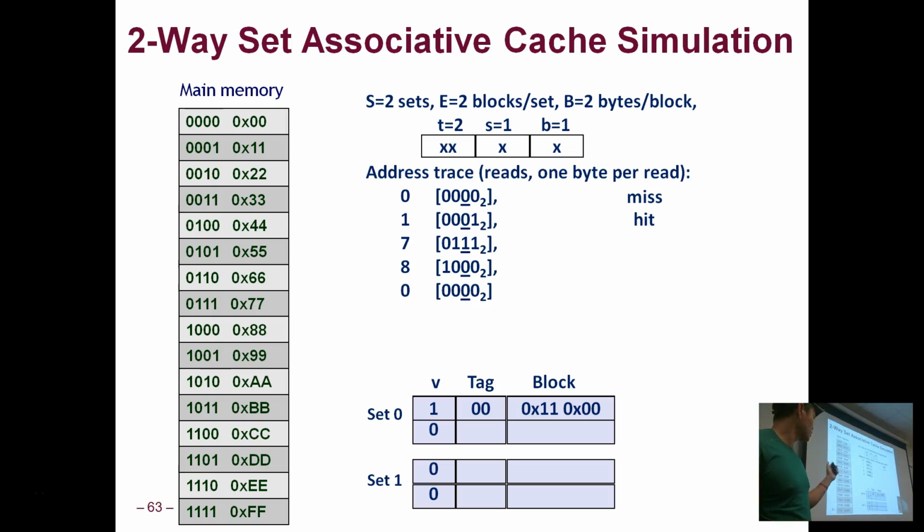0111 will go to set number 1. We'll set the tag to 01, and we'll bring in the block, the bytes 0110 and 0111, because those are the addresses that match that particular pattern. So this is a miss, followed by bringing in the 0110 and the 0111 bytes. Is that clear? Yeah. How do you determine which set it's going to go to?